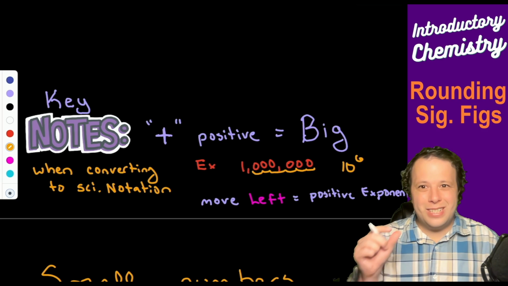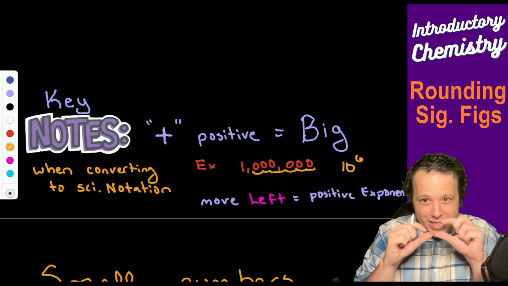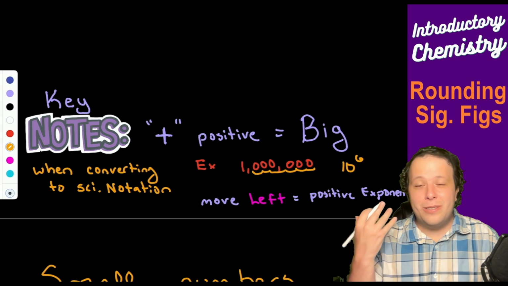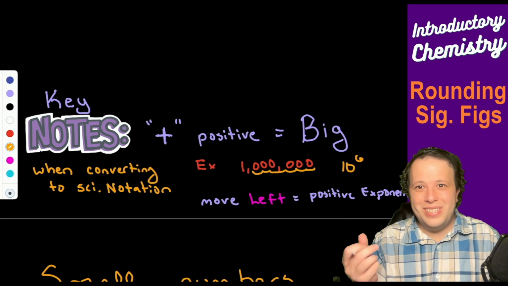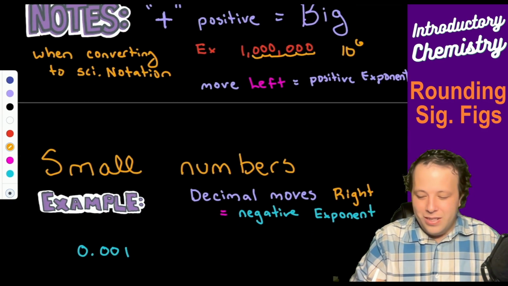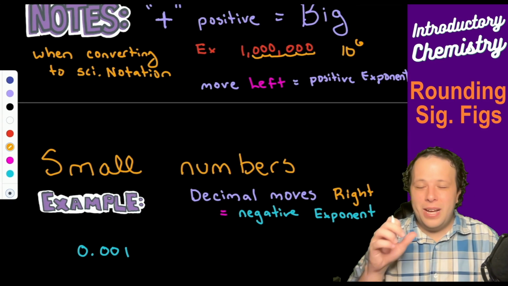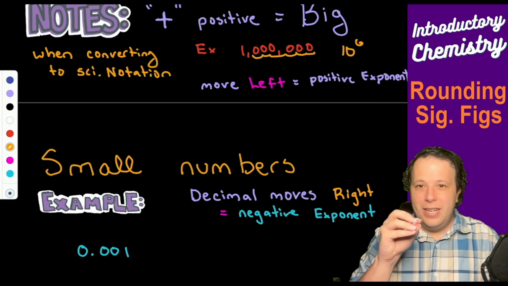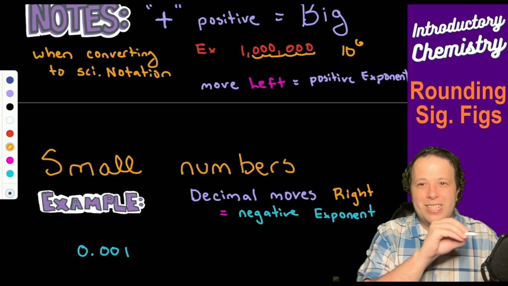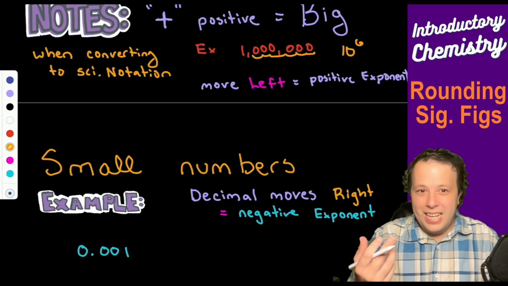Now, what about small numbers? We talked about big. Well, what about tiny? A lot of times in chemistry, we're talking about tiny amounts, right? We're talking about atoms and molecules and all these little itty bitty things that you can't see. So if you have your decimal number and you're moving the decimal to the right, it's a negative exponent.